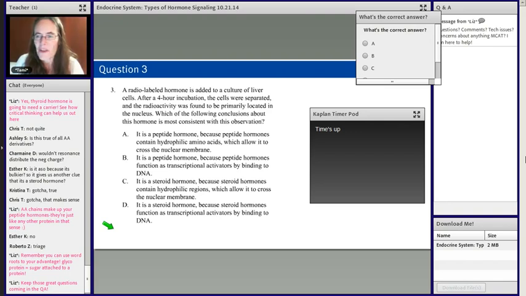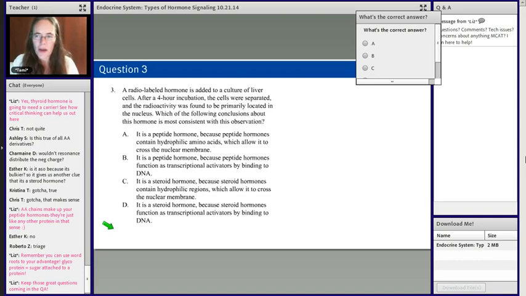All right, if you have not yet put in your answer choice, please do so. We're split on this one. We've got about 69% of us with the right answer. So let's really think about our assess, plan, execute, and answer. We have a radio-labeled hormone that is added to a culture of liver cells. After a 4-hour incubation, the cells were separated, and the radioactivity was found to be primarily located in the nucleus. Which of the following conclusions about the hormone is most consistent with this observation?